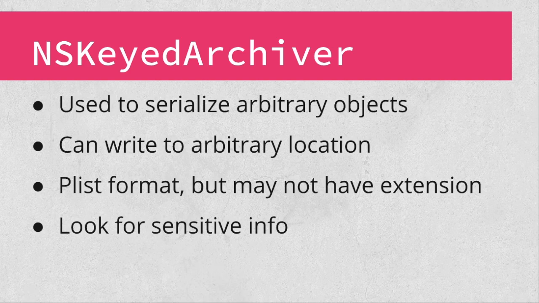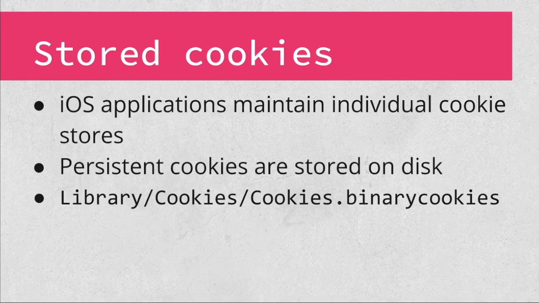There are two other types of files that you'll see in many iOS app file systems. Unlike the storage APIs we just reviewed, these two file types are a side effect of normal application behavior. The first of these is the binary cookies file. On iOS, each application maintains its own cookie store for networking APIs like NSURLSession. Persistent cookies, those with an explicit expiration date, are stored on disk under the cookies directory.